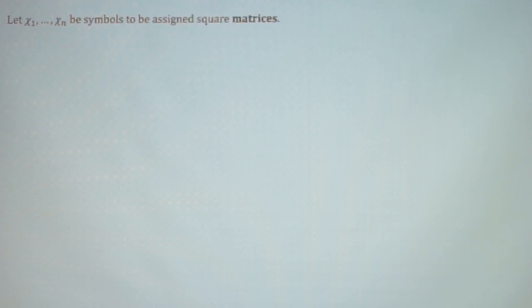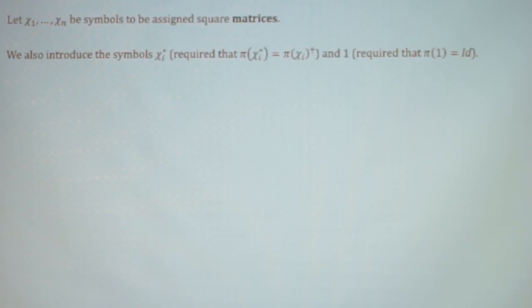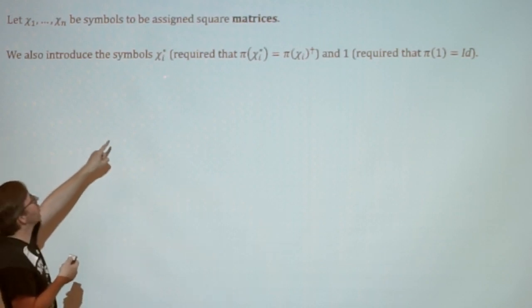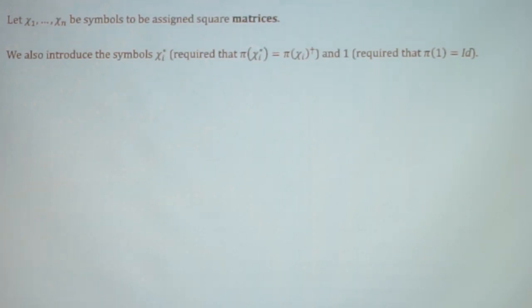So the vibe in quantum stuff is that things are now matrices instead of numbers. Let's imagine a similar problem where chi1 through chi n are now to be assigned square matrices. Because they're matrices with complex numbers, we'll also introduce the symbol chi i star, and whatever matrix pi assigns to chi i, it ought to assign the dagger of that to chi i star. We'll also introduce the symbol 1, which is always assigned the identity matrix of whatever dimension your assignment pi is using.